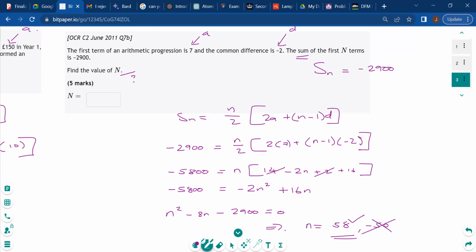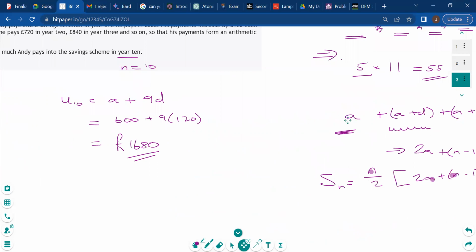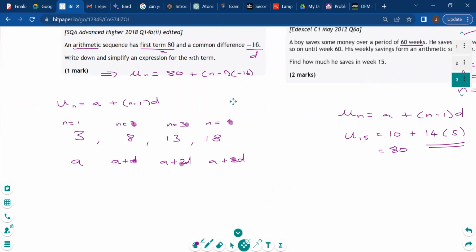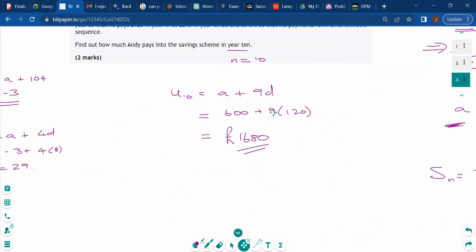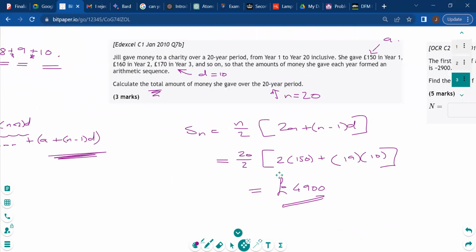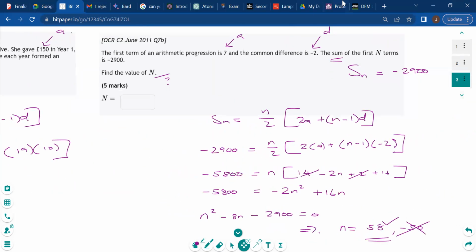So sequences. The main rule we were using was a plus (n minus 1)d for an arithmetic sequence. And then when we move to a series or a sum, that's when you add the terms together. And that has a different formula, which is in the booklet, which is what we were doing in those last 3 questions.